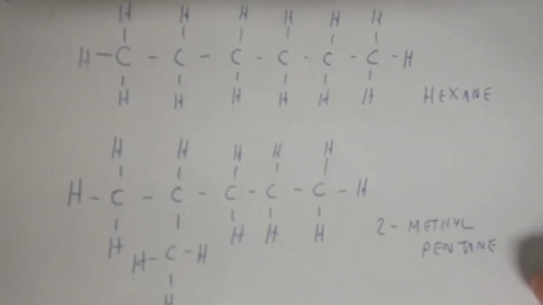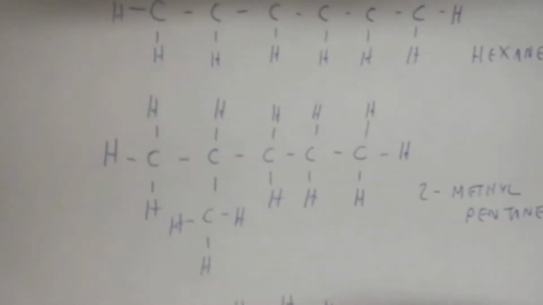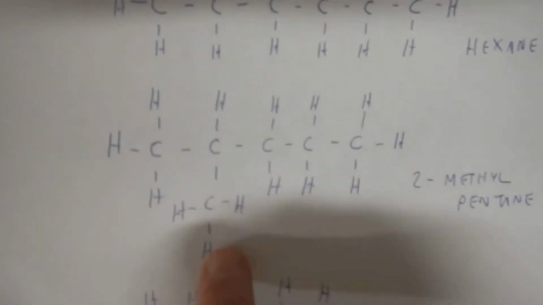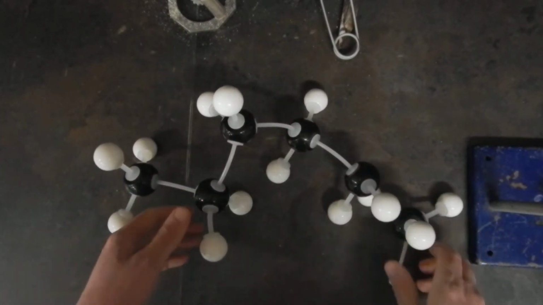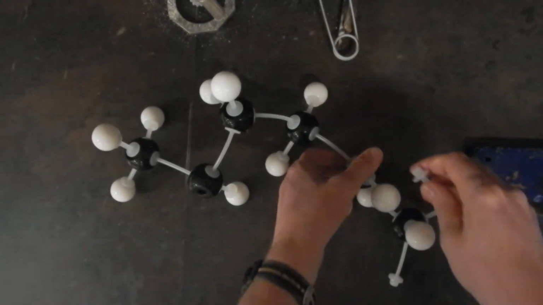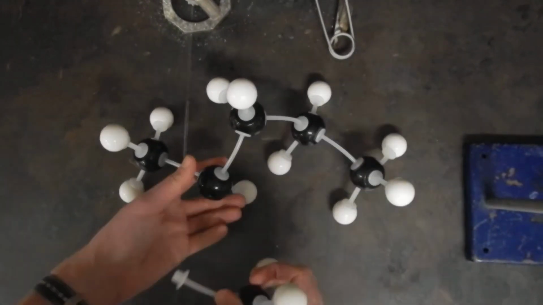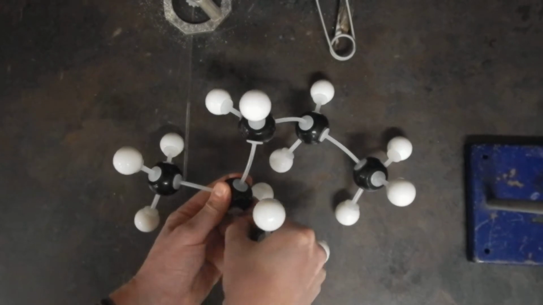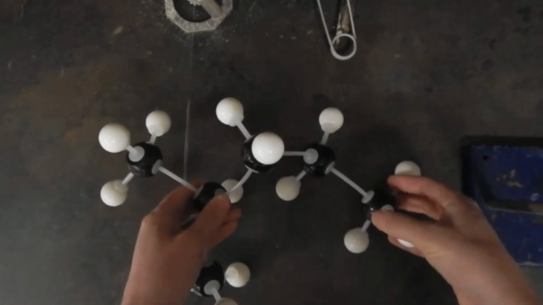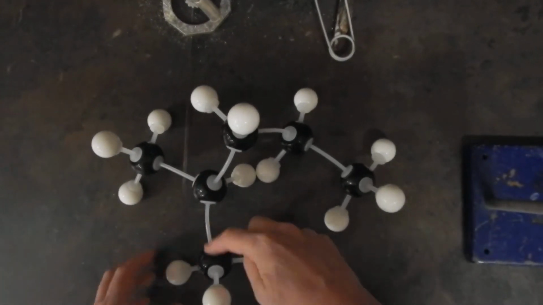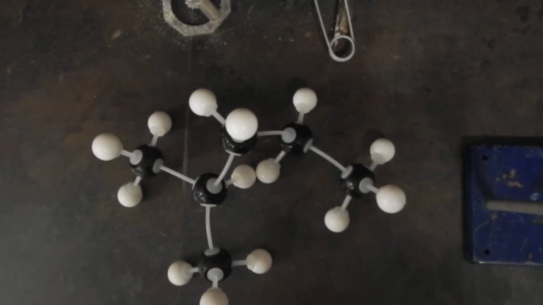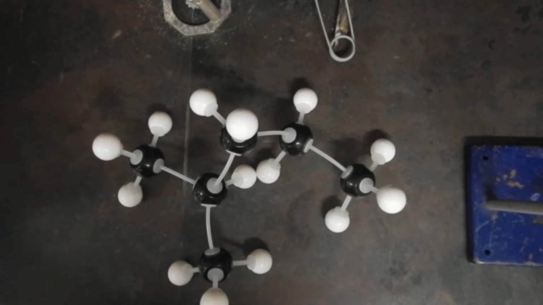Now our next isomer is 2-methylpentane, and that means I've got to rip off an end methyl, or end carbon, and stick it on as a methyl branch. So that's what we'll do right now. So we take that off, and I pull that out there, and I do a little swapperoonie. And now my longest chain has 5 carbons, and then I have this methyl branch hanging off the end, or hanging off the second carbon.